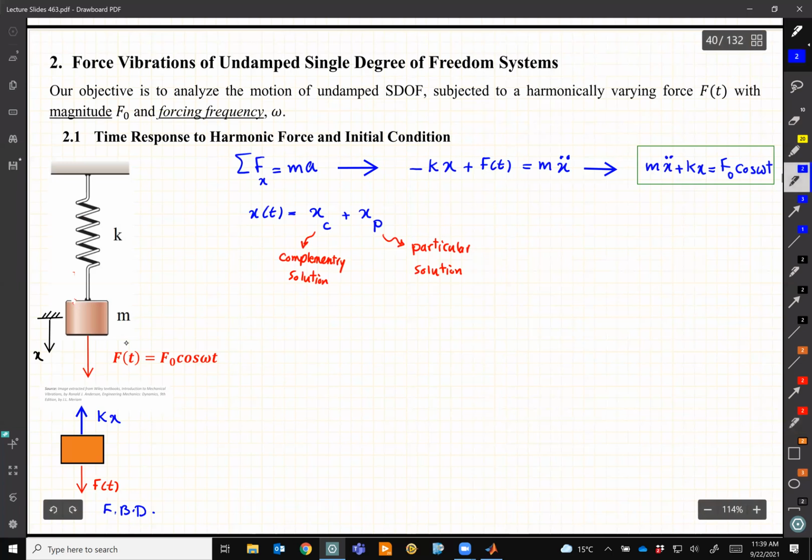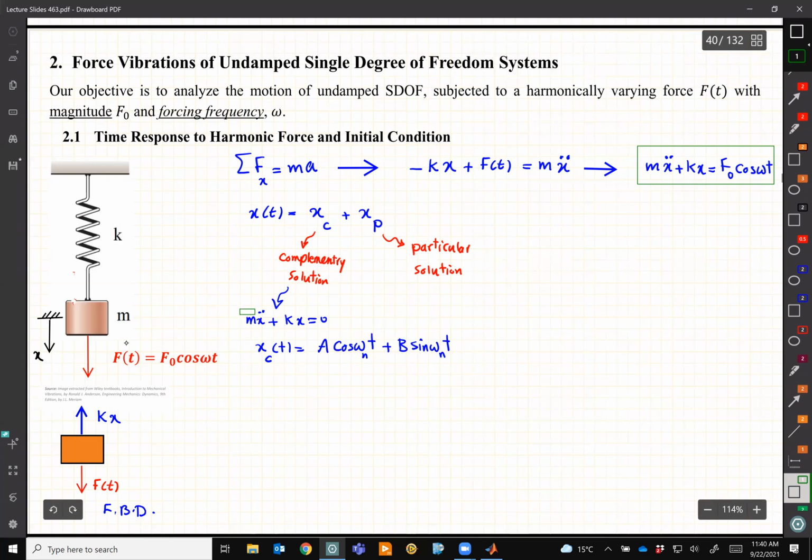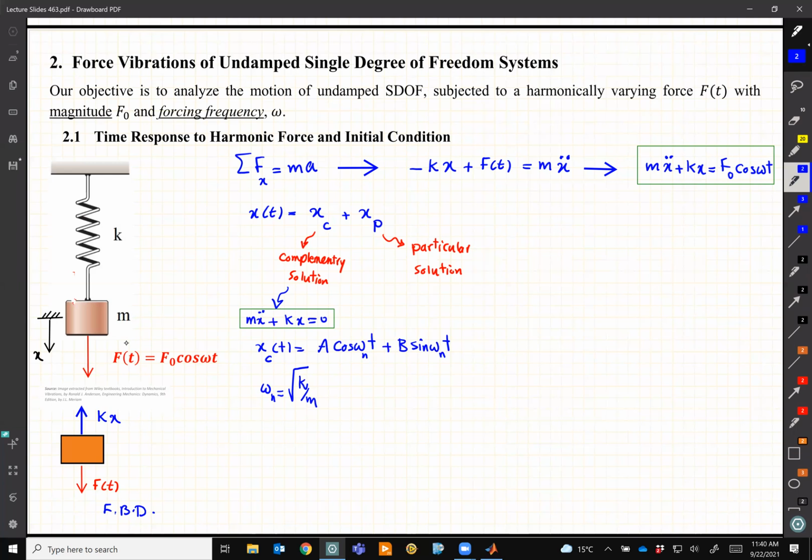So for the complementary solution, what we usually do is say m x double dot plus kx is equal to 0. And we find the answer to this one, which we did before. We find that xc, the answer to this one, is a cosine omega n t plus b sine omega n t. This is what we found before when we dealt with this complementary part of the solution, right? Omega n, we know what omega n is: square root of k over m. So the natural frequency is not going to change, although I have an external load. Natural frequency depends on the stiffness and mass, and it's going to stay the same. And the equation also shows the same thing.